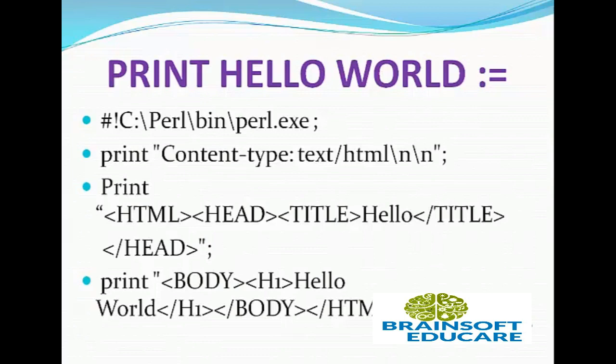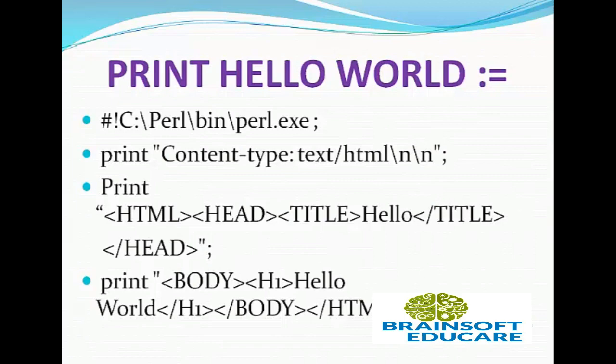Give a path in the C drive. Before that we write a hash, then the path C:/Perl/bin/perl.exe, and a semicolon. Then print "Content-type: text/html", and for the new line we include \n, in double quotation marks.